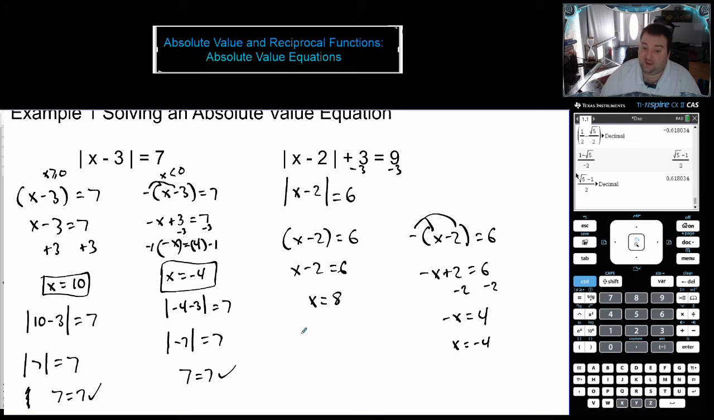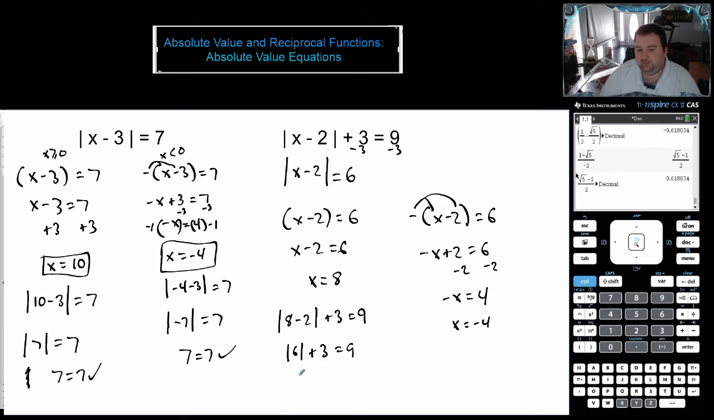Okay, we have to test our solutions. We don't want to box our answers yet because they might not actually work. So the absolute value of 8 minus 2, plus 3, equals 9. 8 minus 2 is 6, so we have the absolute value of 6 plus 3 equals 9. What's the absolute value of 6? 6. So 6 plus 3 equals 9. 9 equals 9. That one works. So this is a solution. Now that I've identified that, I'll box that.